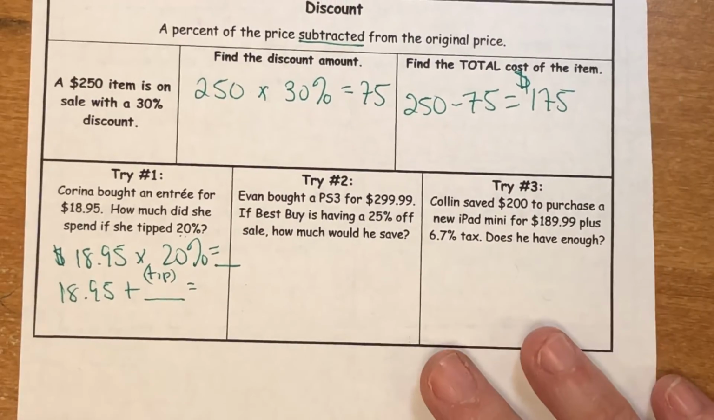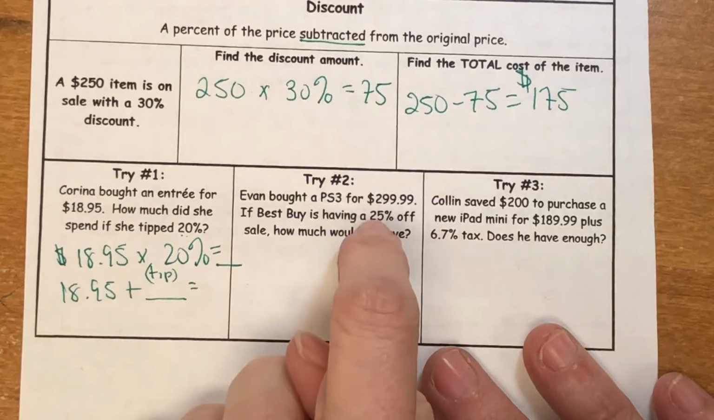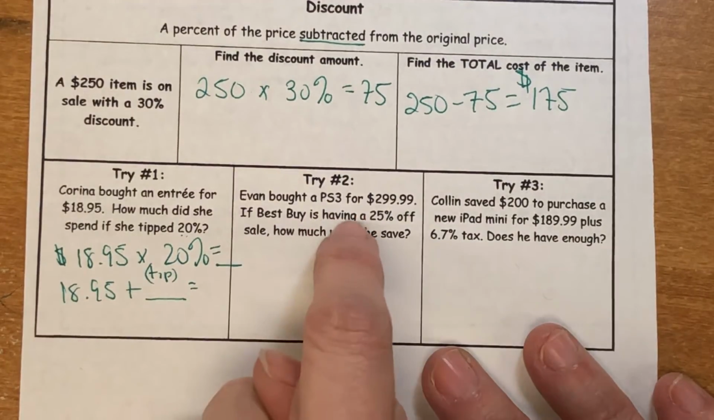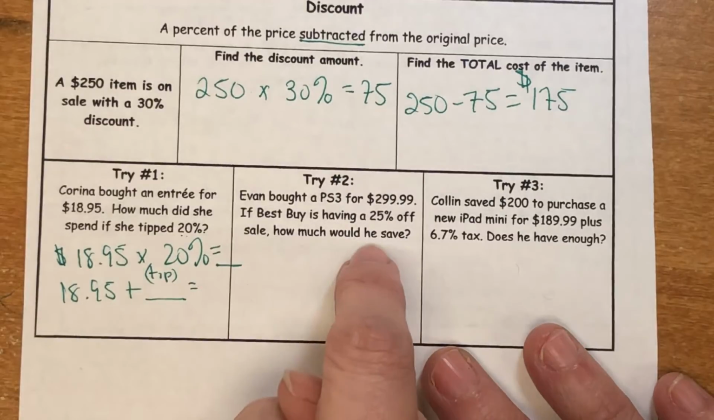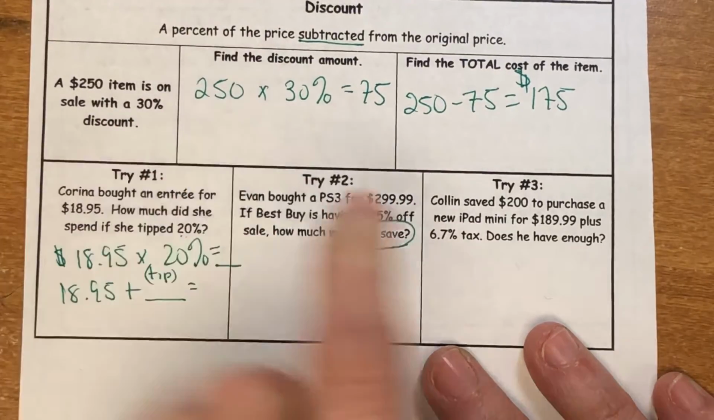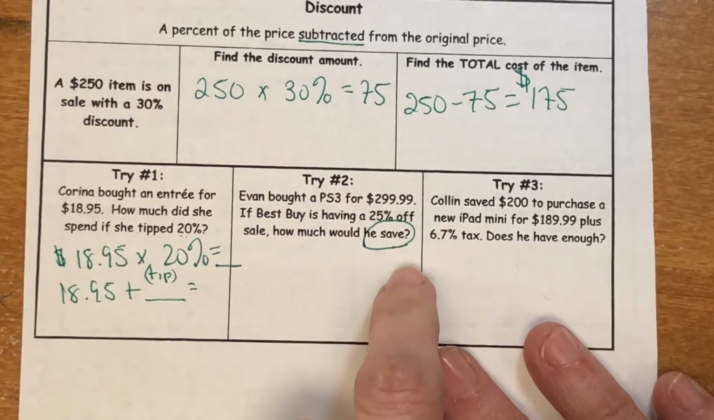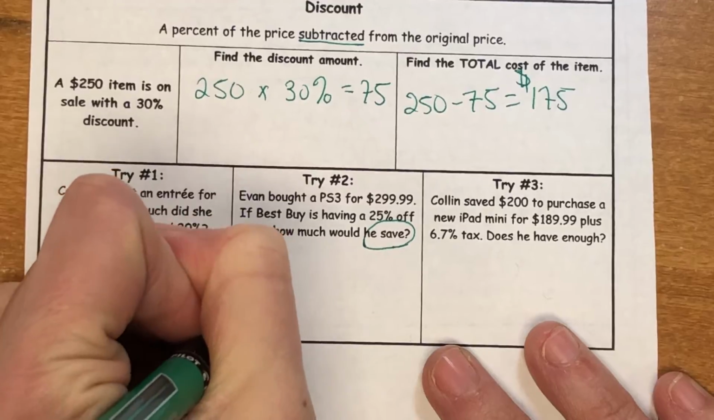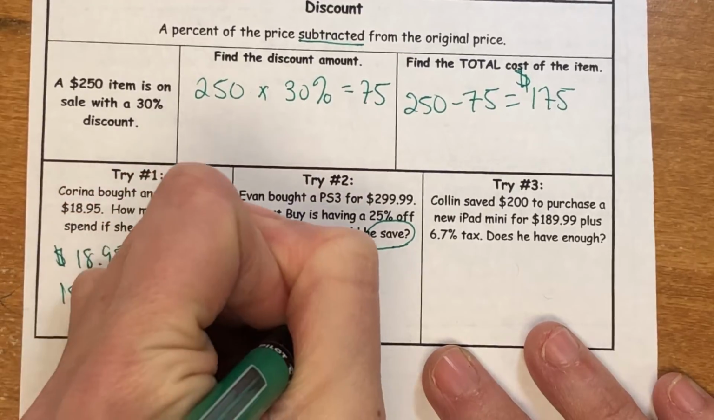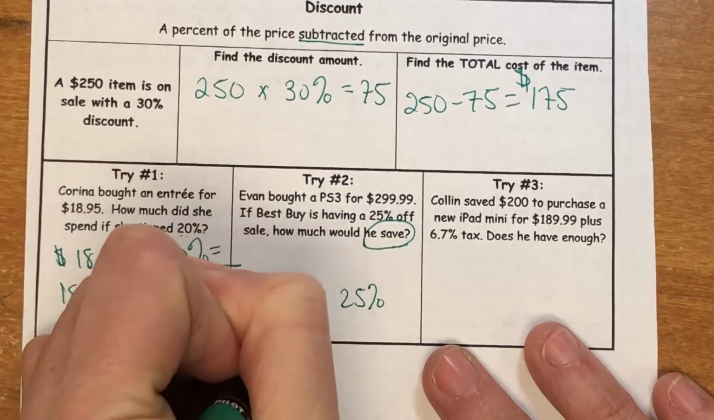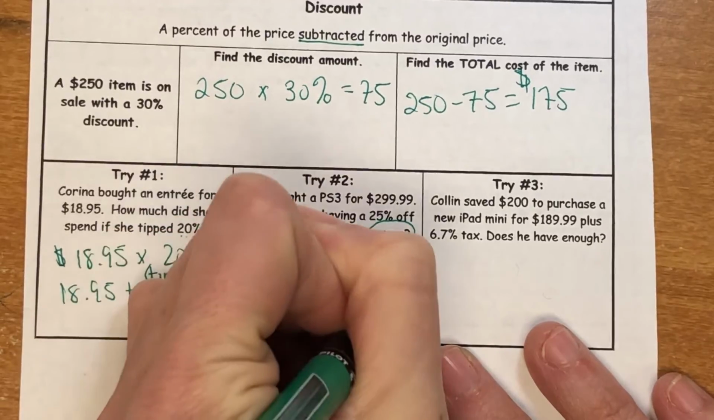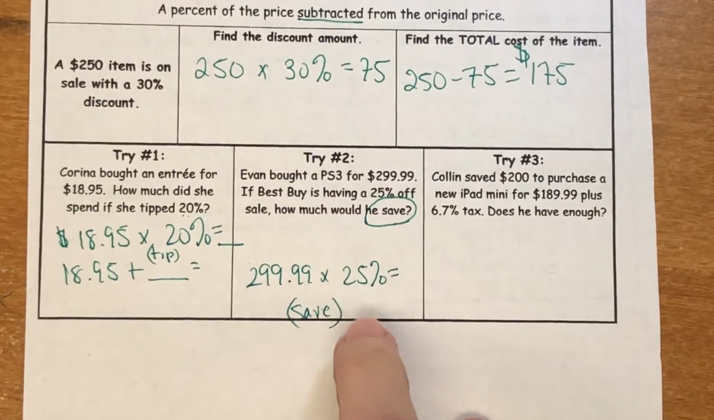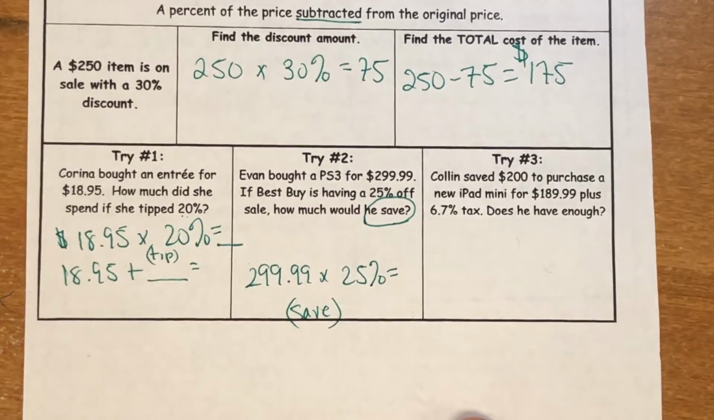Try it 2. You have a PS3 for $299.99. Best Buy is having 25% off. How much will you save? This is how much I'm going to save, so I don't really have to subtract, because I just want to know the amount I've saved. All you have to do is multiply $299.99 times 25%. This is how much I'm going to save. And if you want to go further, you would take that amount and subtract it from $299.99.